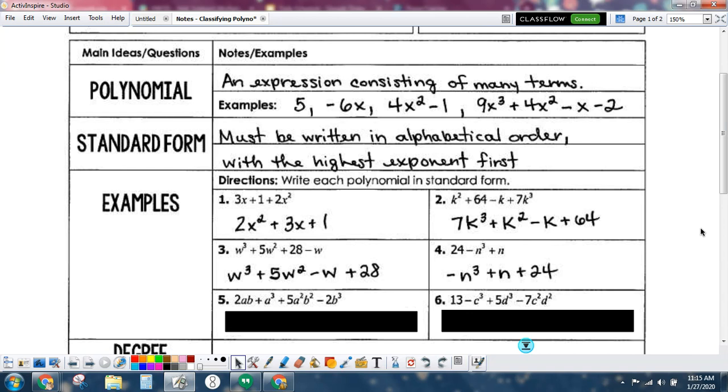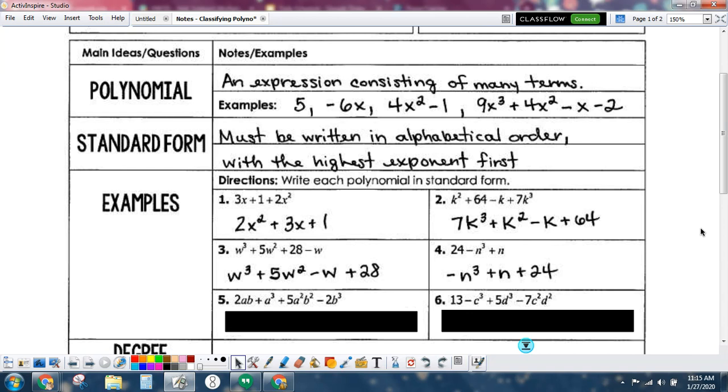Now, for 5 and 6, it's a little different here. So we have two variables. We have a and we have b. So the first thing you need to focus on is alphabetical order. So a needs to come first. And then you're going to look at the exponents. So any term with an a needs to go first. It doesn't matter what the b term is as long as there's also an a term.